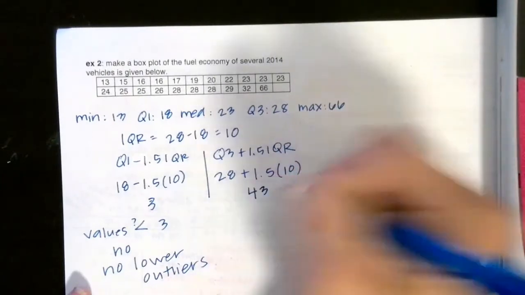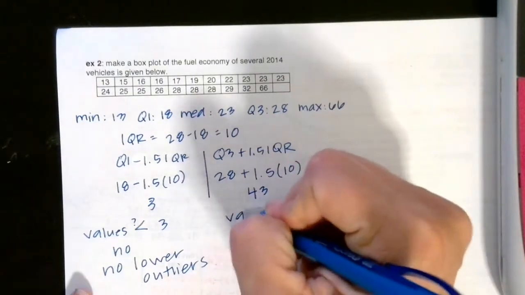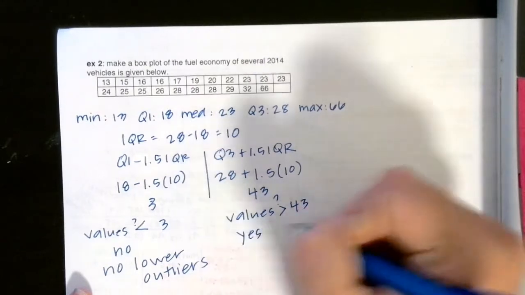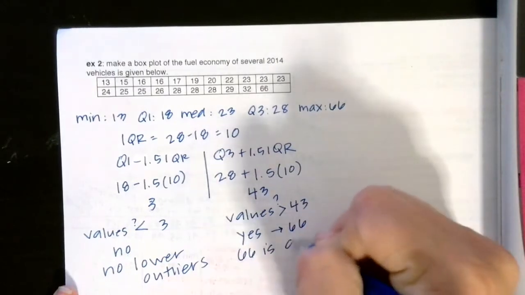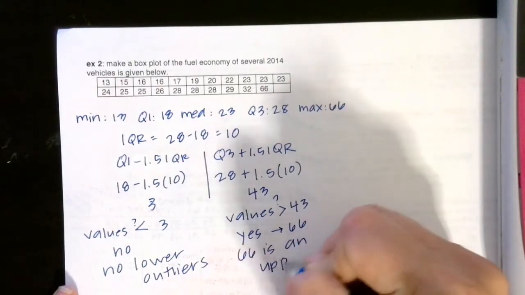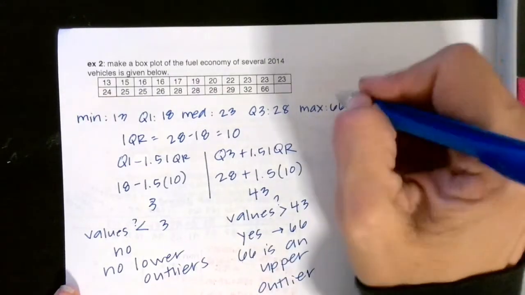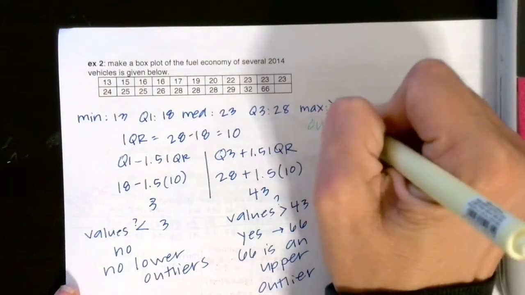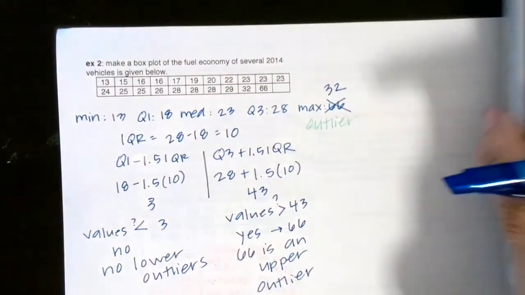which equals 43. So then the question is, at 43, do I have any values greater than 43? Yes, 66. So 66 is an upper outlier. So then I want to change my maximum to not be 66 and notate that that's going to be an outlier, and then change my new maximum to the next largest number, which is 32.